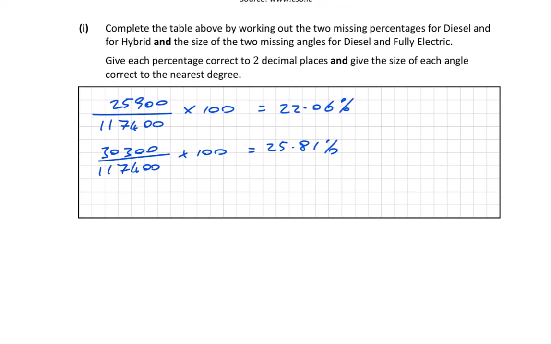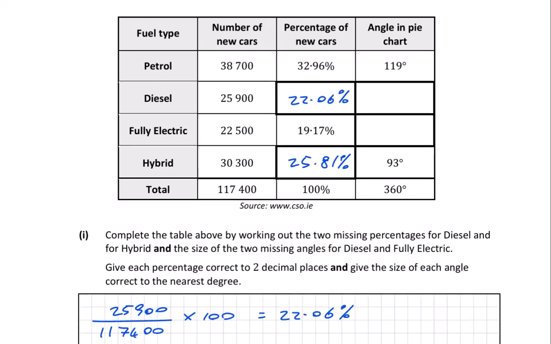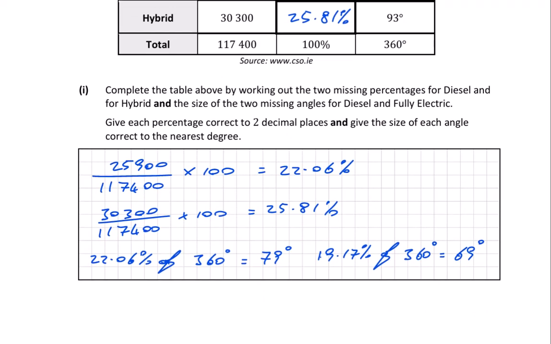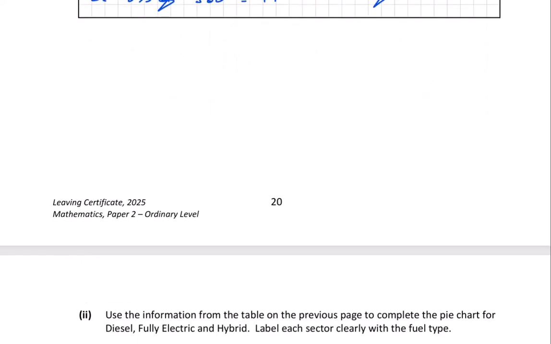So the first one is 22.06% multiplied by 360 degrees. If you do that, you should get 79 degrees. If you get 19.17% of 360 degrees, you should get 69 degrees. And again, that's to the nearest degree. So we've got 79 and 69. So 79 degrees there and 69 degrees here. So have I got that right? Yes. Okay, so next one then.